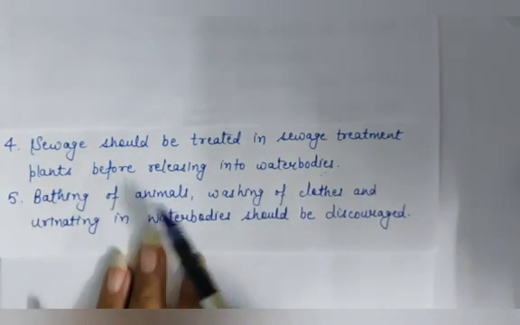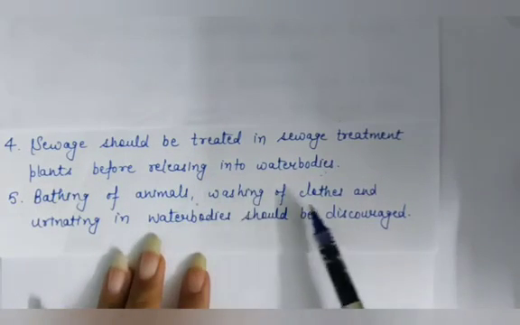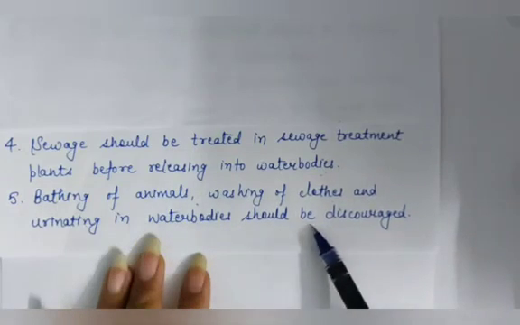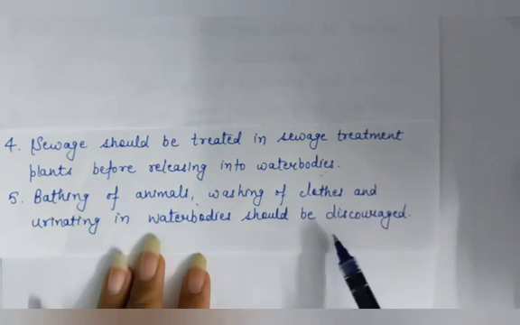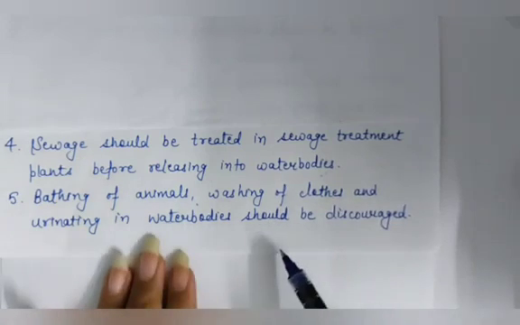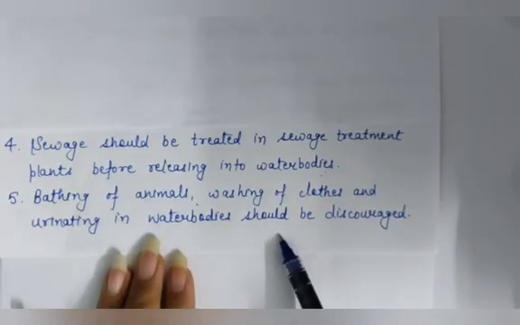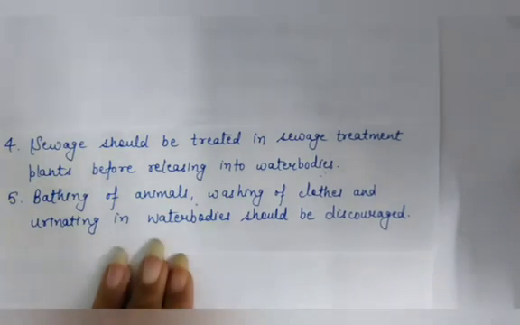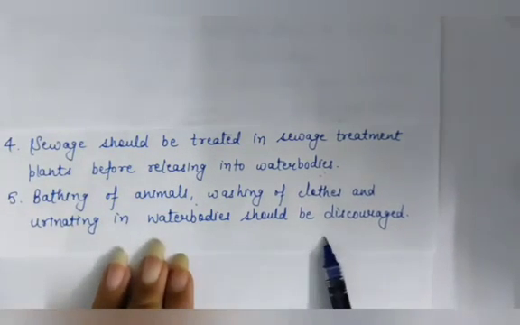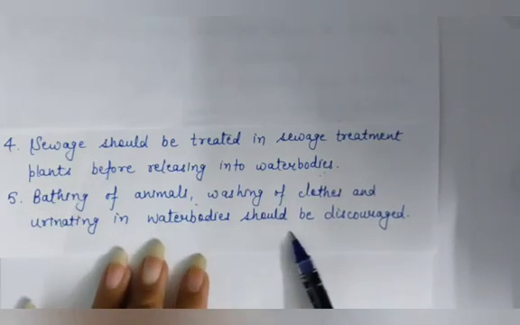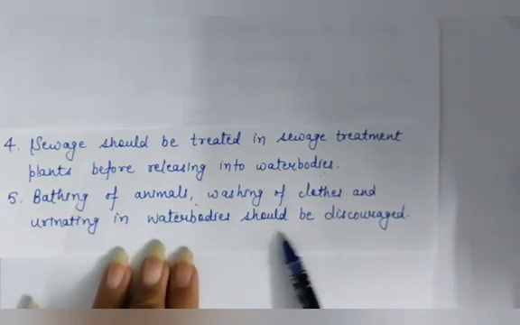Next is bathing of animals, washing of clothes and urinating in water bodies should be discouraged, because it is the main source of water pollution. Okay, so these types of human activities should not be done, because they will pollute the water. So bathing of animals, washing of clothes and urinating in water bodies should be discouraged.